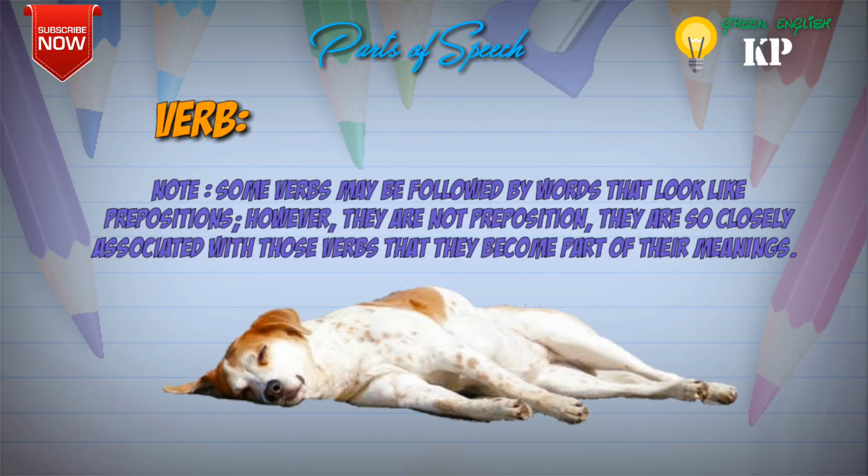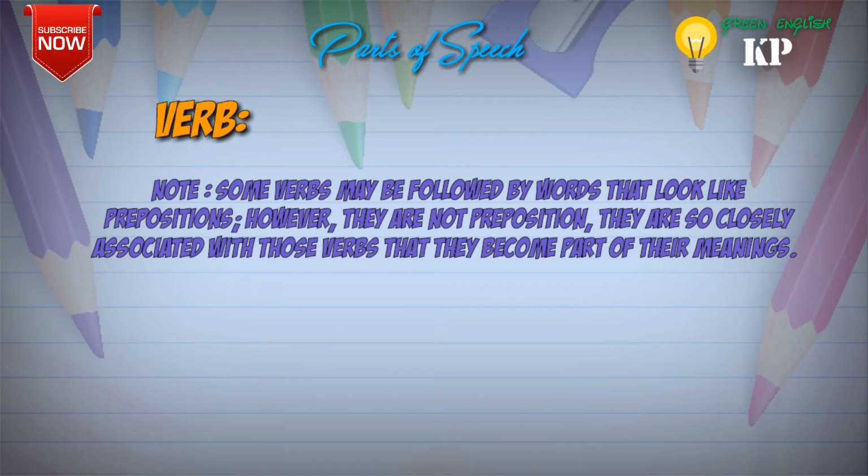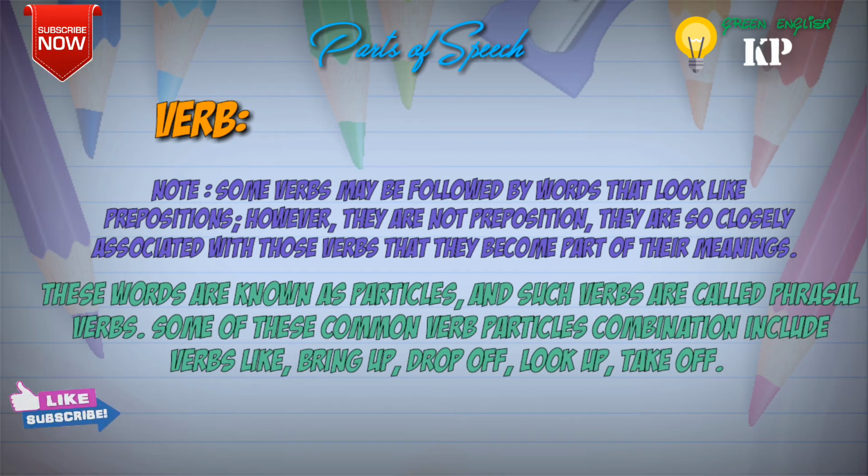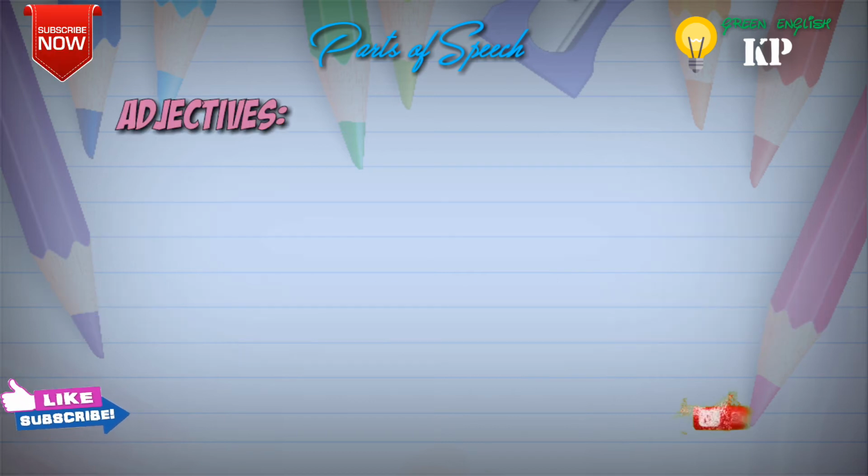Note, some verbs may be followed by words that look like prepositions. However, they are not prepositions. They are so closely associated with those verbs that they become part of their meanings. These words are known as particles, and such verbs are called phrasal verbs. Some of these common verb particle combinations include bring up, drop off, look up, take off.